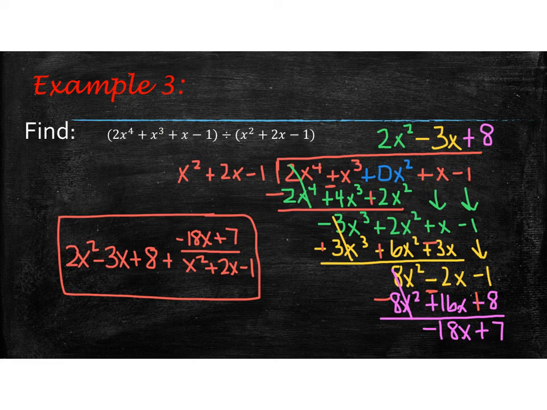Okay, hopefully you were able to work through it okay with no problems. This is the answer that you should have gotten, 2x squared minus 3x plus 8 plus a negative 18x plus 7 all over x squared plus 2x minus 1.